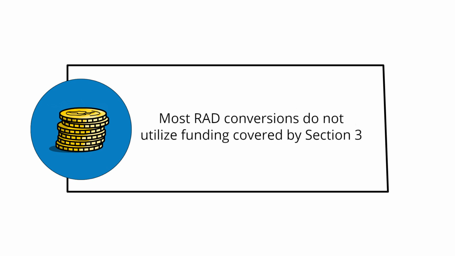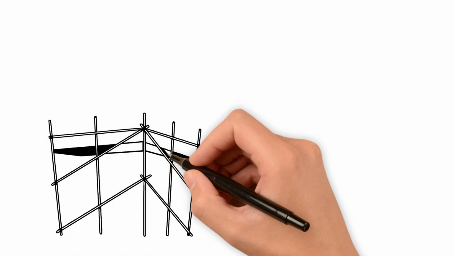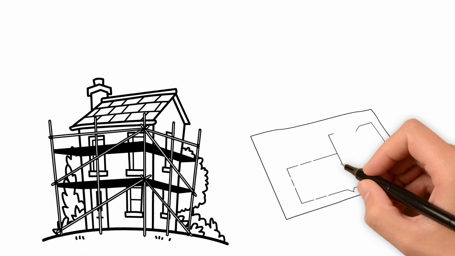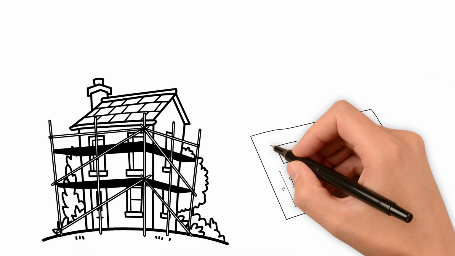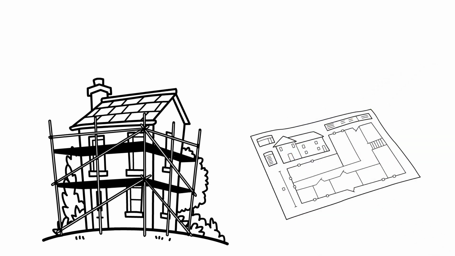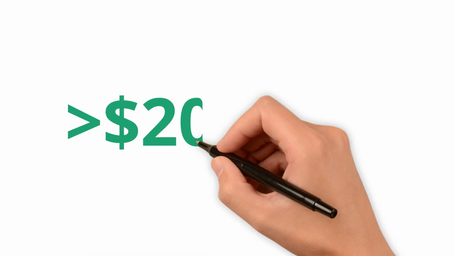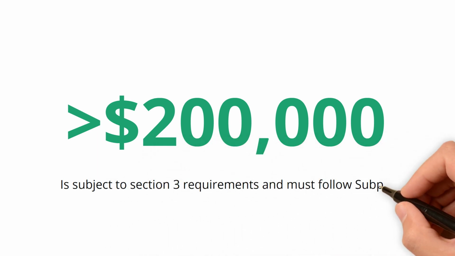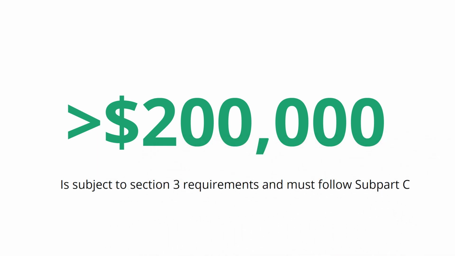While most RAD conversions do not utilize funding covered by Section 3, according to the RAD notice, any work, HUD-funded and/or non-HUD-funded, required by the conversion after the RAD closing that involves housing rehabilitation or housing construction that exceeds $200,000 is subject to the Section 3 requirements and must follow Subpart C.